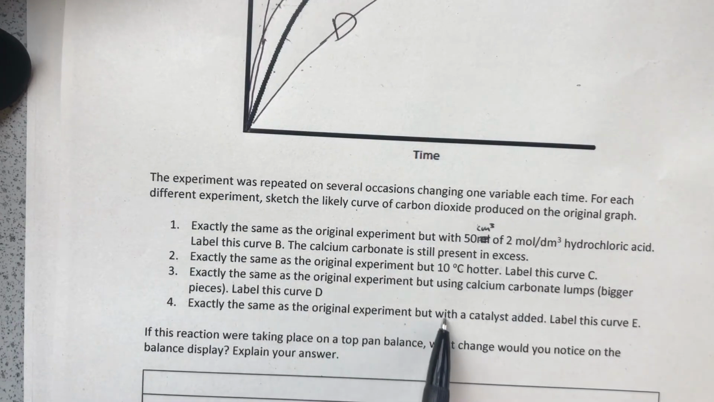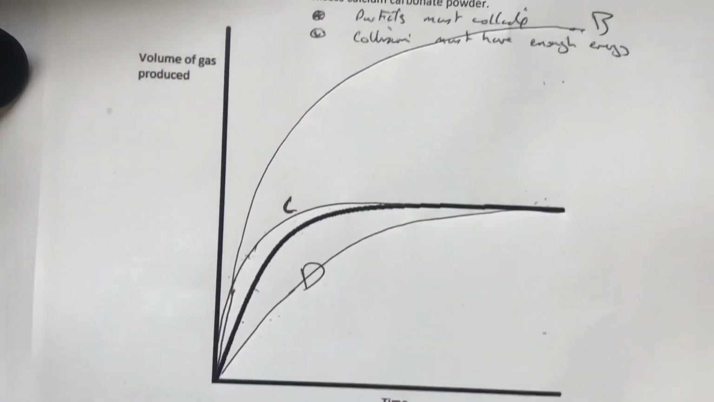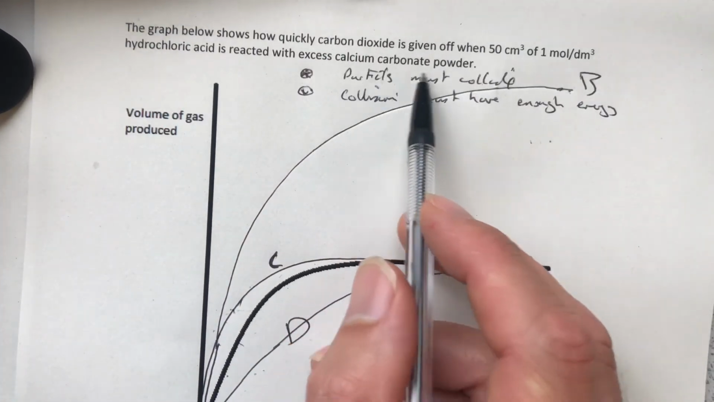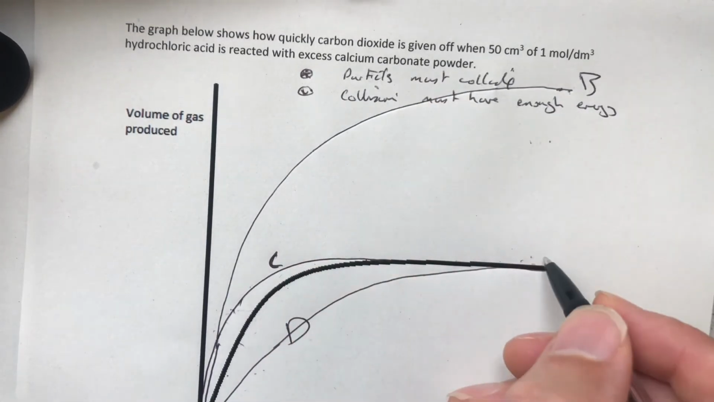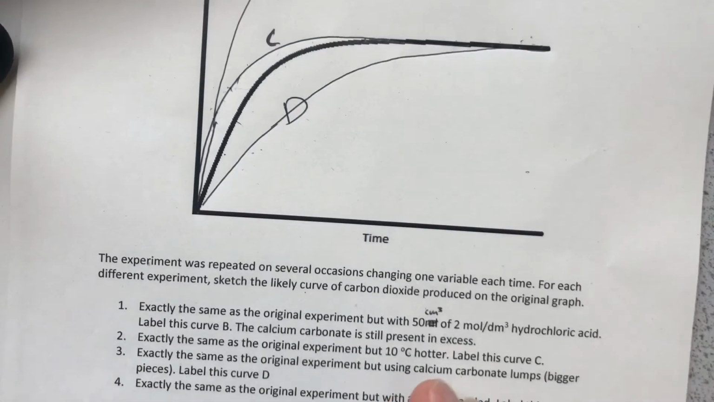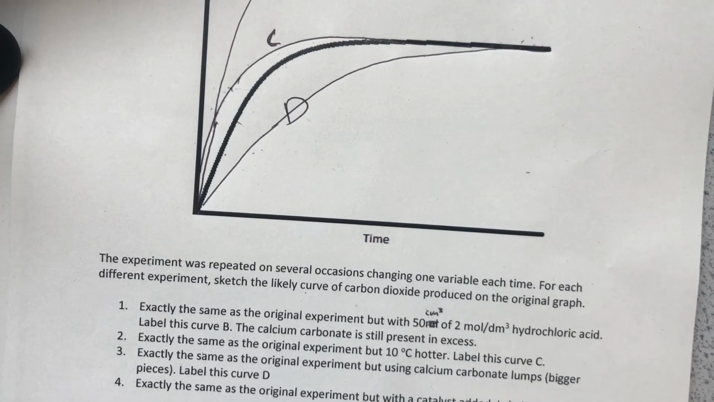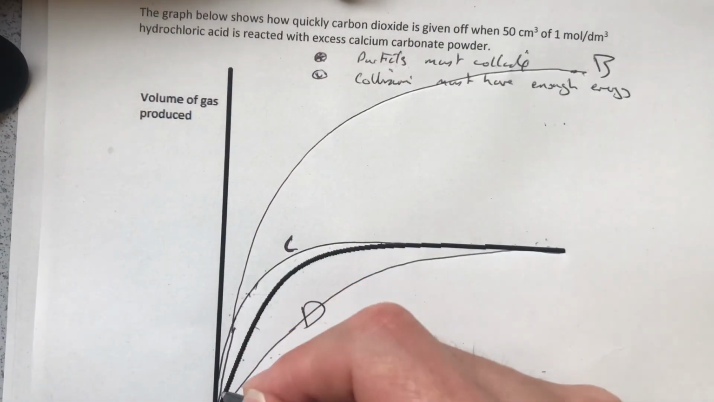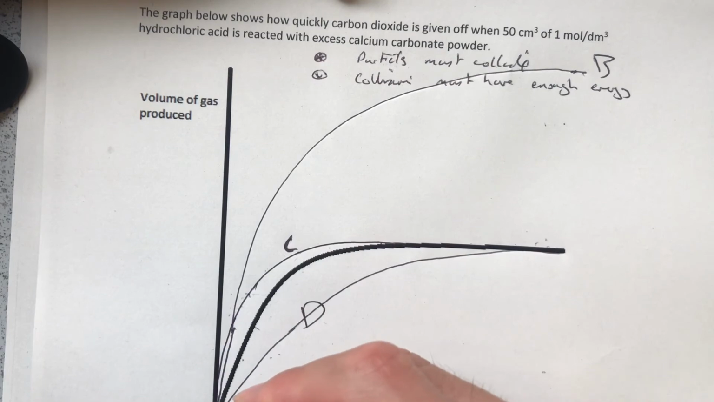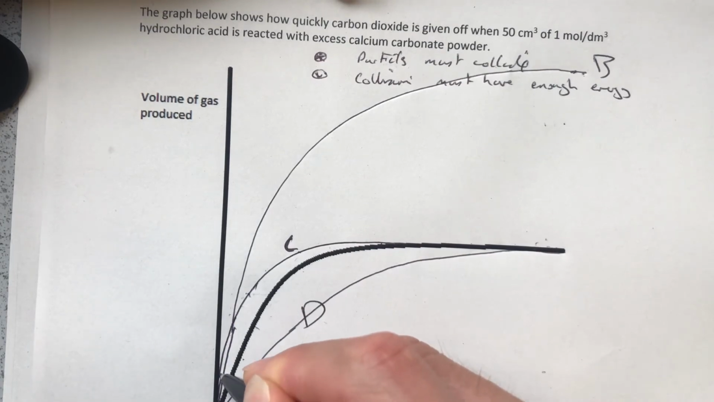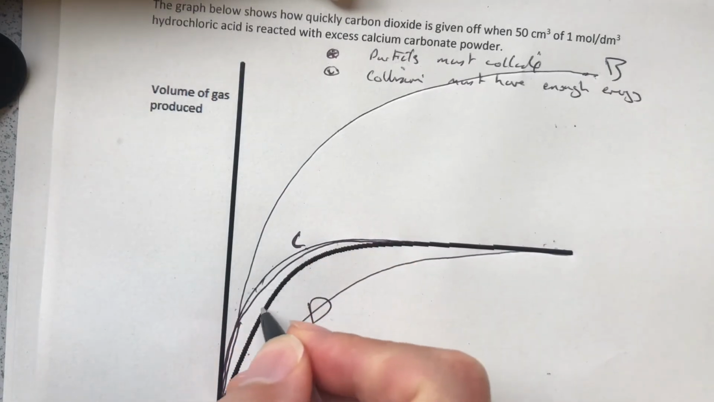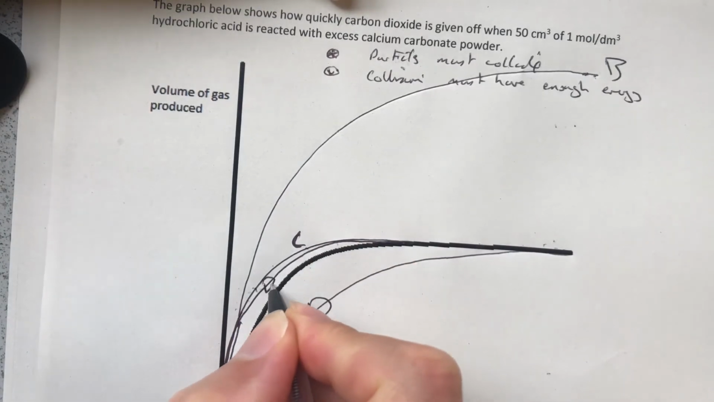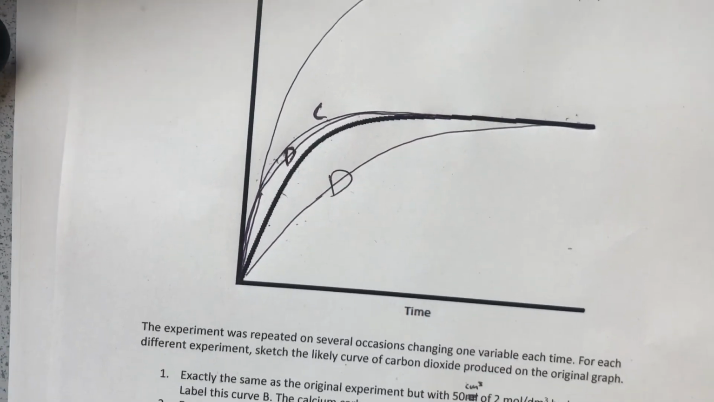Exactly the same as the original experiment, but a catalyst added. So again, we haven't changed the number of particles, so it must finish at the same point. A catalyst speeds up the reaction. That's its job, speed up a reaction by providing an alternative route. So if it speeds it up, it must be steeper. So essentially it's going to be pretty much exactly the same as curve C. I'll just make it subtly different, but it doesn't matter whether it's a little bit faster or slower, as long as it's faster than the original one. And that's that exercise there.